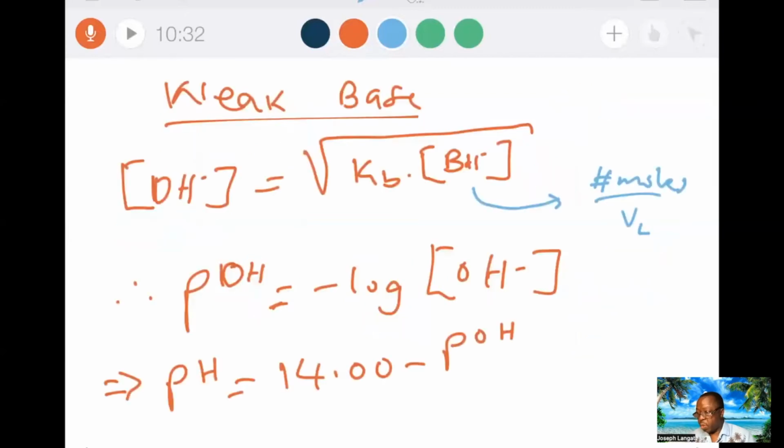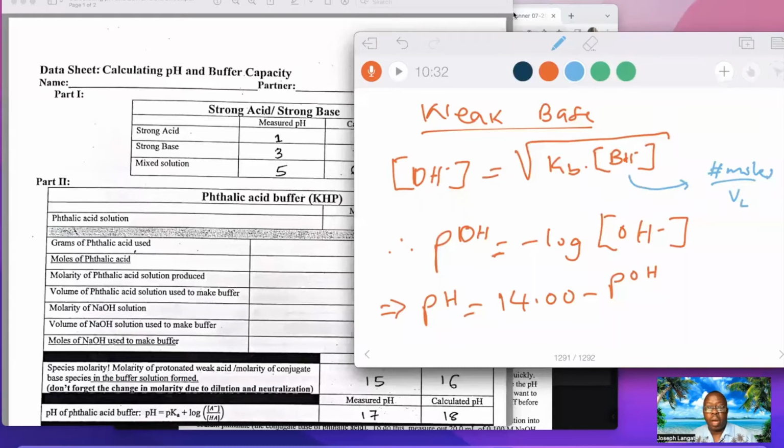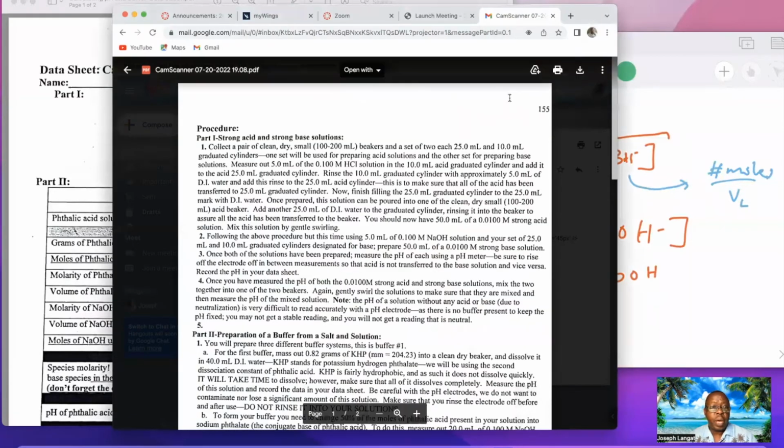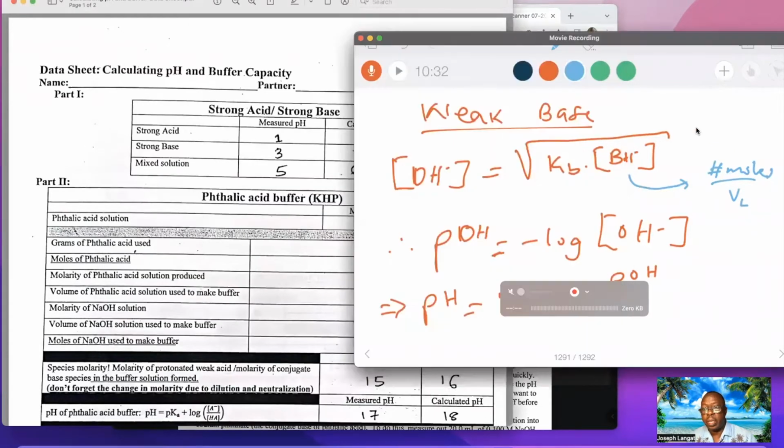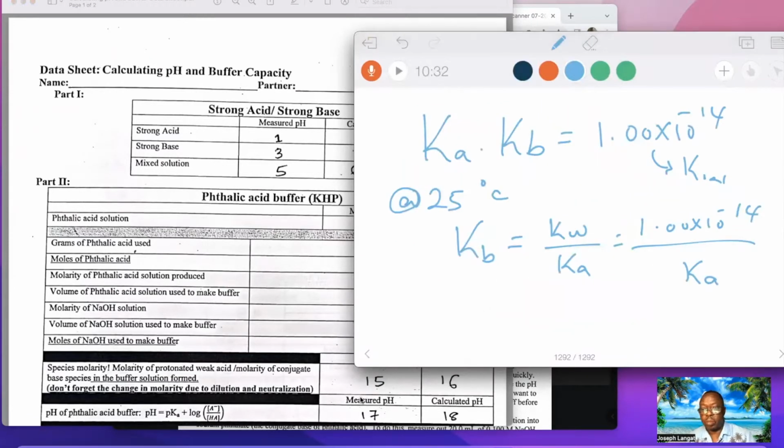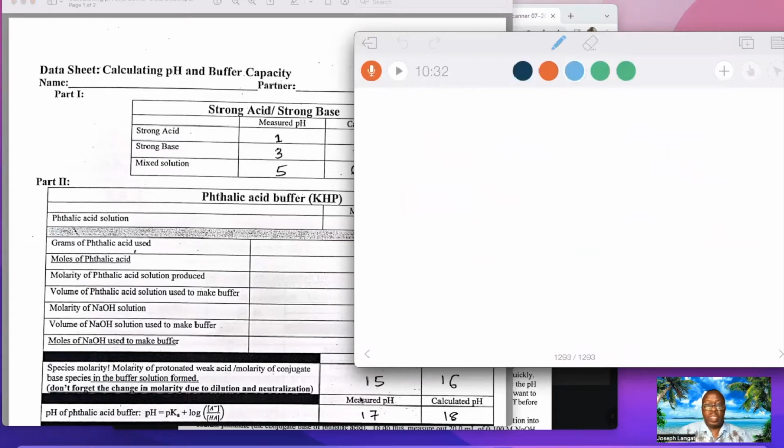This equation you will need in order to find the Kb, because if you look at the handout, we are not given the Kb value. You'll have to relate Kb with Ka using this equation. With that, of course, you know the concentration of hydroxide, you'll have to determine that from the given mass. Without wasting my time with those equations, hopefully you are making your own notes. Let's get started with part one.